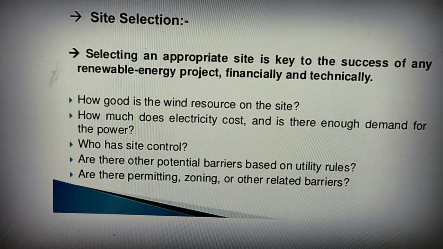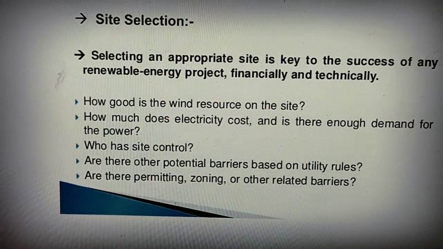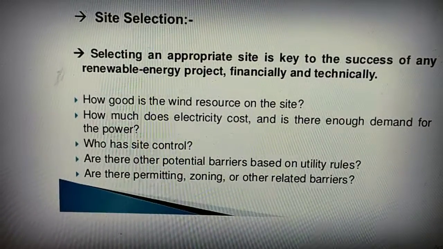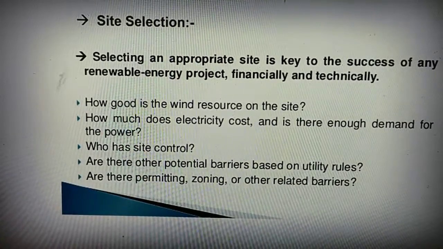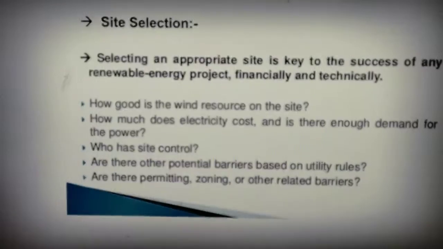Another one is that the surrounding area should need the power. That is another need for site location. Another thing is the boundary rules we have to follow. We have to get permission from the government for the construction or installation of this wind power.